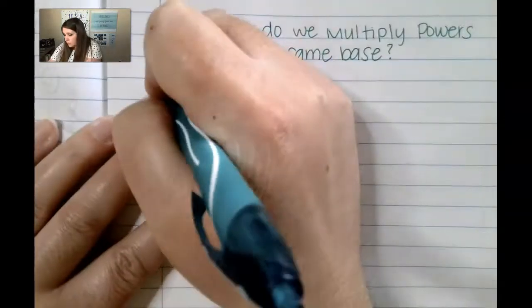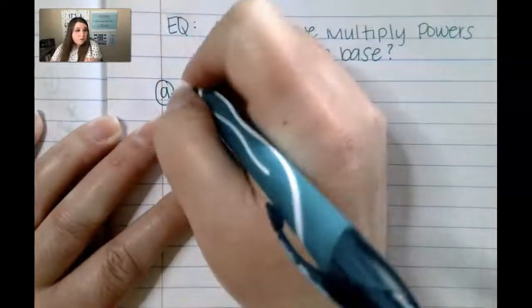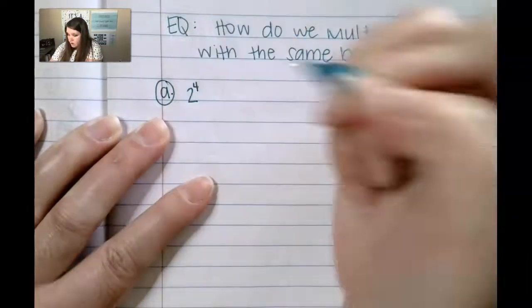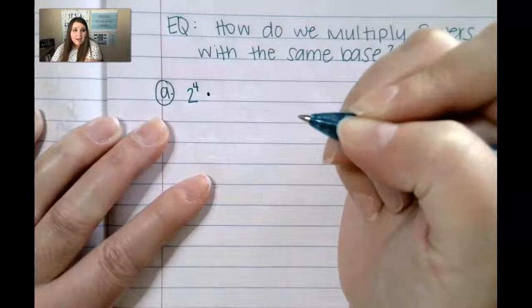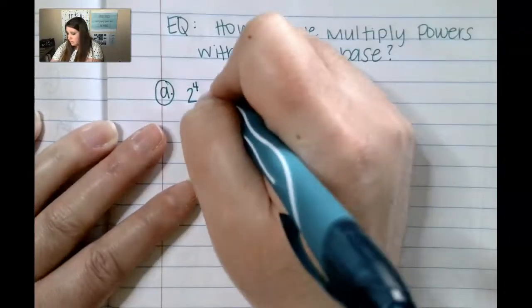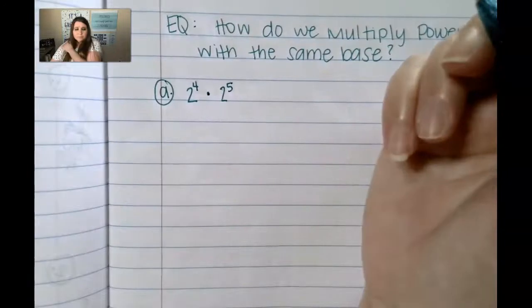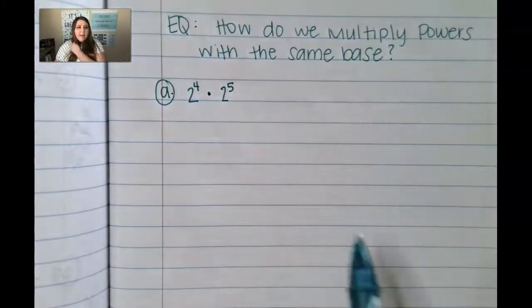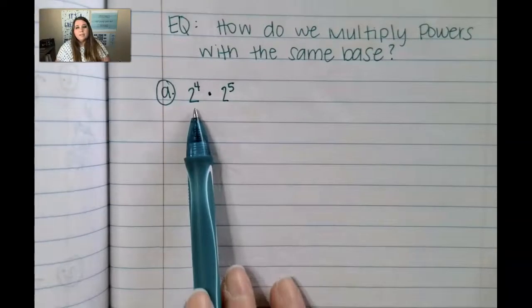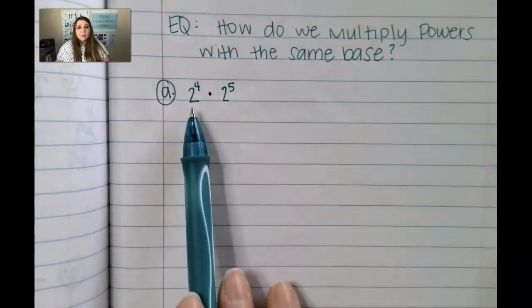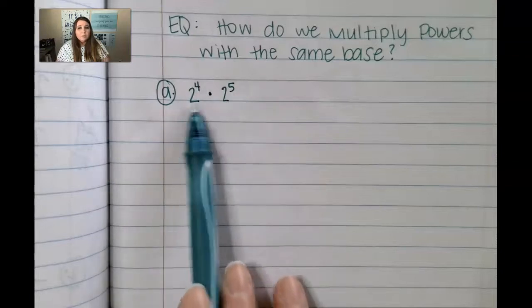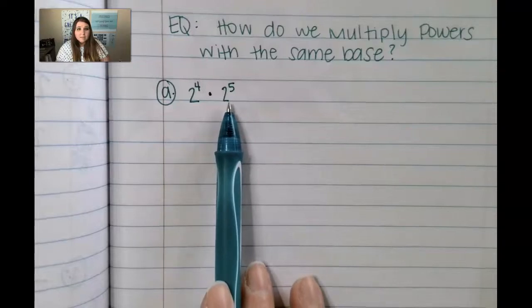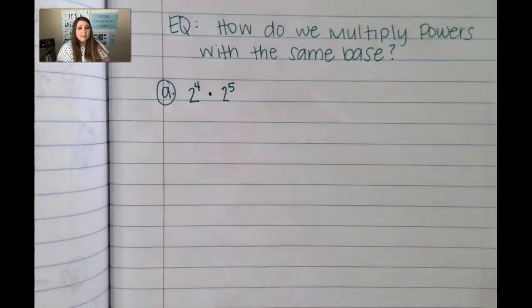So for example, if I had 2 to the power of 4 times, so notice I'm multiplying here, not adding, I'm multiplying, times 2 to the 5th power. In order to write this as a simplified expression, we are just going to pay attention to the exponents. You will not be looking at the bases. Okay, so we're just going to rewrite the base. You're not multiplying the bases.